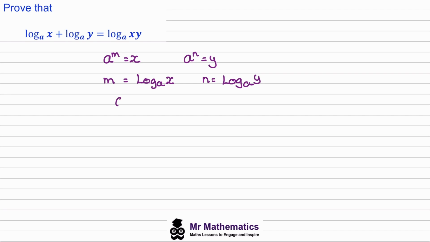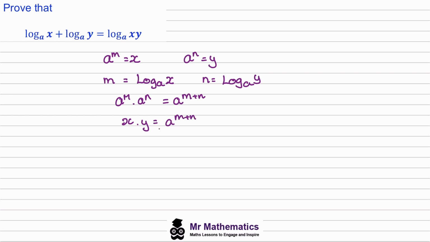If we multiply a to the m by a to the n, we can add these two powers together, the m and the n, because their bases are the same. And this will be a to the power of m plus n. And we know that a to the m we've called x, and a to the n we've called y. This will be a to the m plus n.